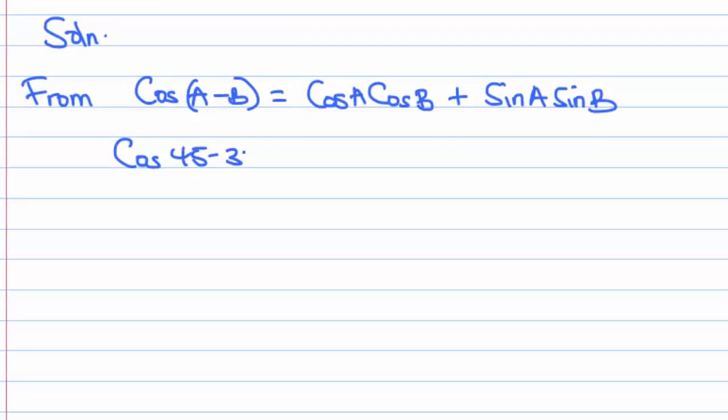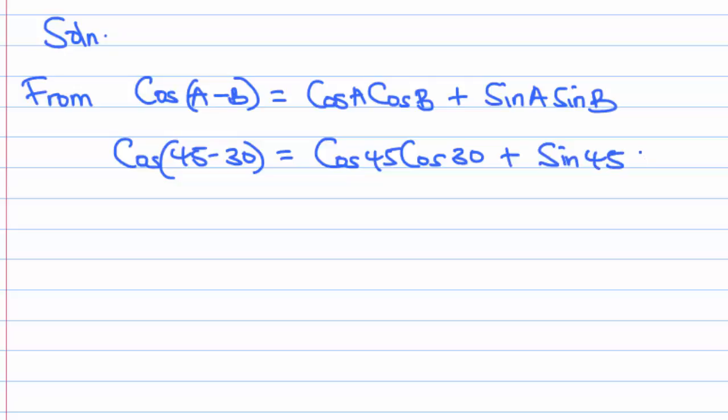And so cos 45 minus 30, it implies that our a is 45 and our b is 30. So you put it in that expression to get cos 45 cos 30 plus sin 45 sin 30.